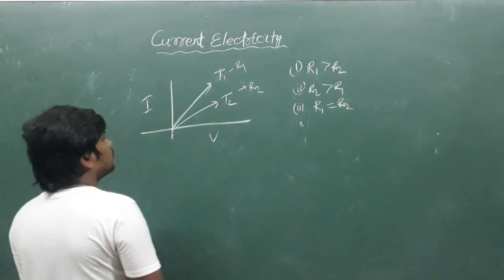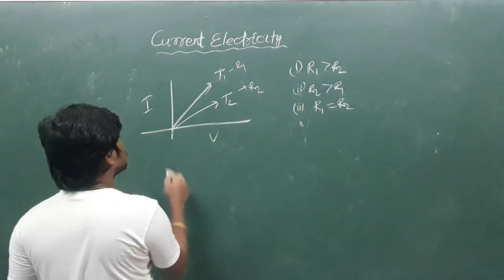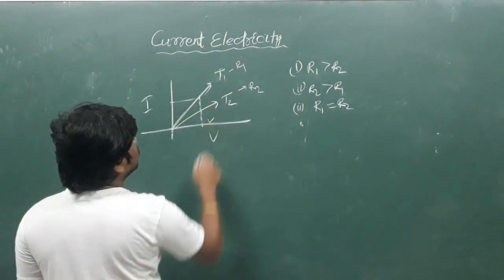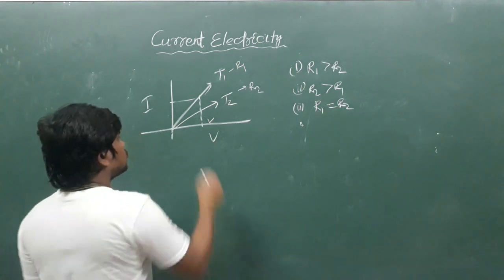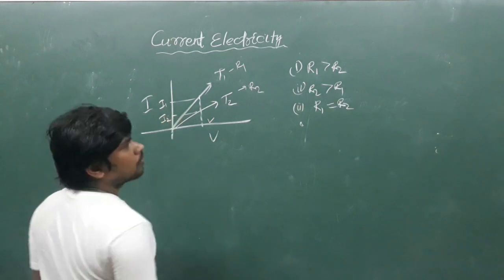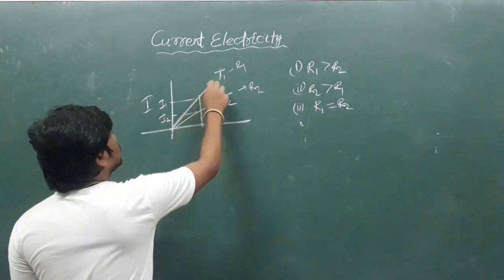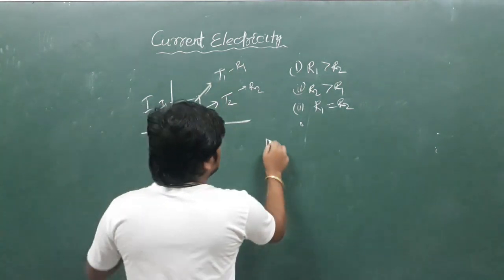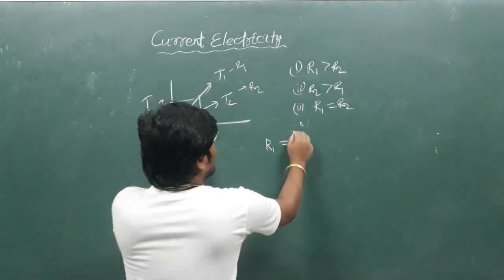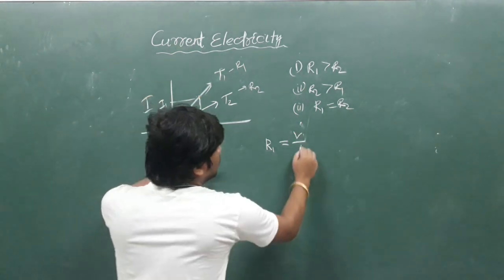You can pause the screen, try to do it yourself, then look at the solution. Just take the slope of this graph at a particular voltage V. Suppose this current is I1 and this current is I2. What will be the resistance of the first graph? Resistance R1 equals V by I. Voltage V divided by I, which is I1. So R1 is V by I1.